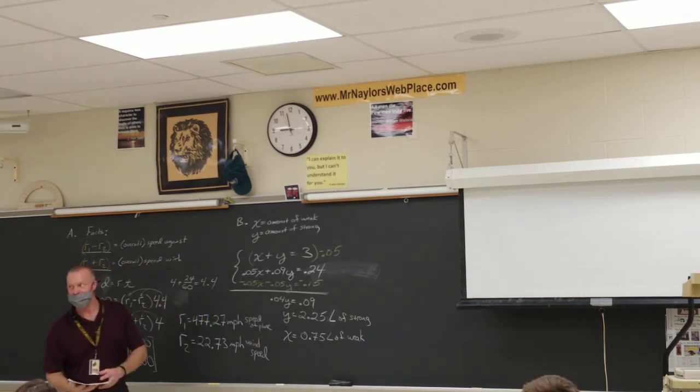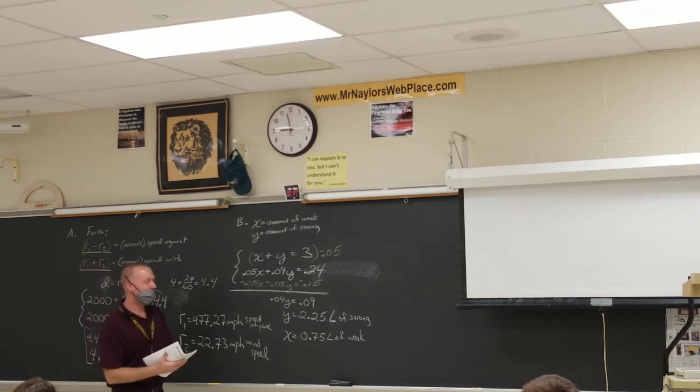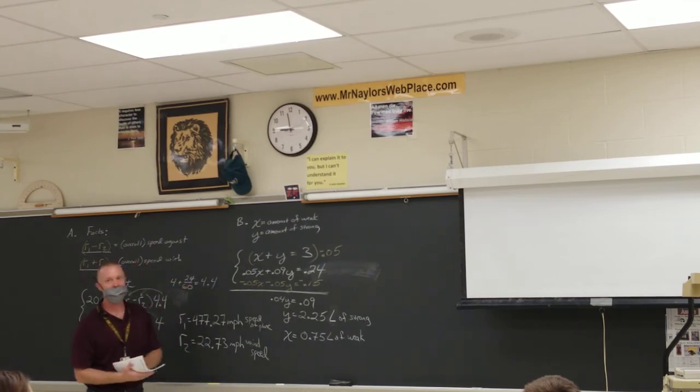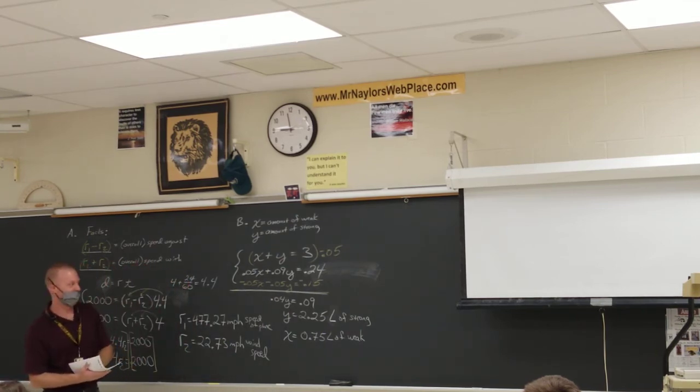Even if you're not a chemistry buff, think about what's really happening here. We're basically diluting the strong solution. So we're taking most of the strong and we're diluting it with a little bit of weak. And when it's all over, we end up with an 8% mixture.